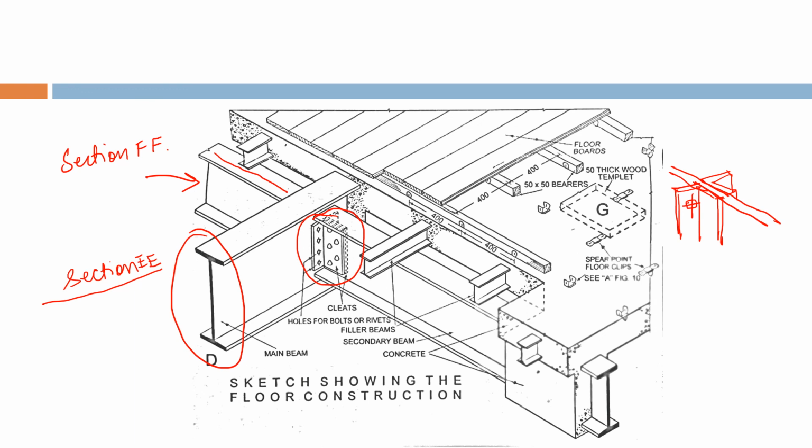bolts. Now these are the filler beams which have been provided inside the concrete casing, and there is flooring, and these are the floorboards as you can see here, and these are the bearers which are bearing the floorboards, and these are the clips which are creating a certain distance between the concrete flooring and the wooden flooring. I hope that you have understood this. If you have any doubts, please feel free to ask me on Google Classroom.